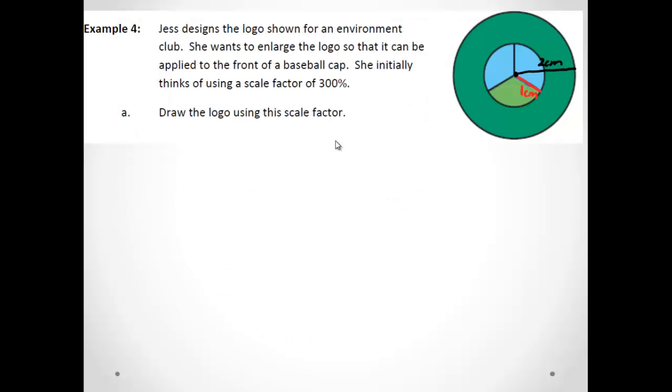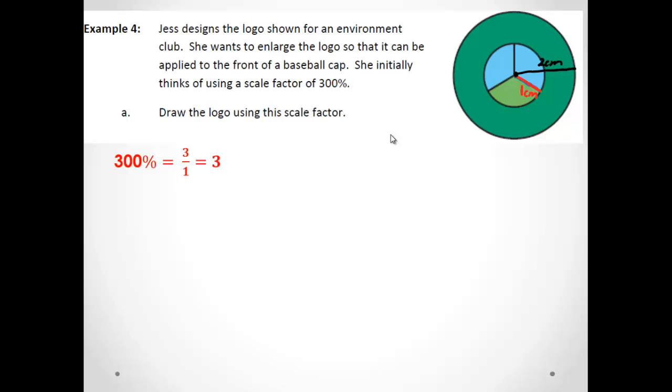Moving on to example 4. Here we are told an example where Jess designs the logo shown for an environment club. She wants to enlarge the logo so that it can be applied to the front of a baseball cap. She initially thinks of using a scale factor of 300%. We're asked to draw the logo using the scale factor. So, as you see, there are measurements on there. The inner radius is 1 centimeter, and then the outer radius is 2 centimeters.